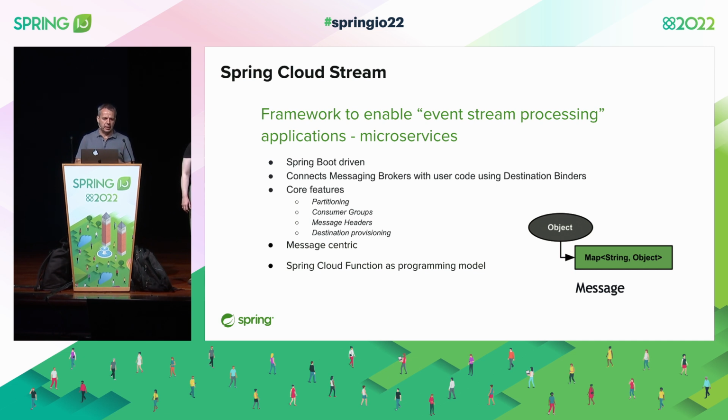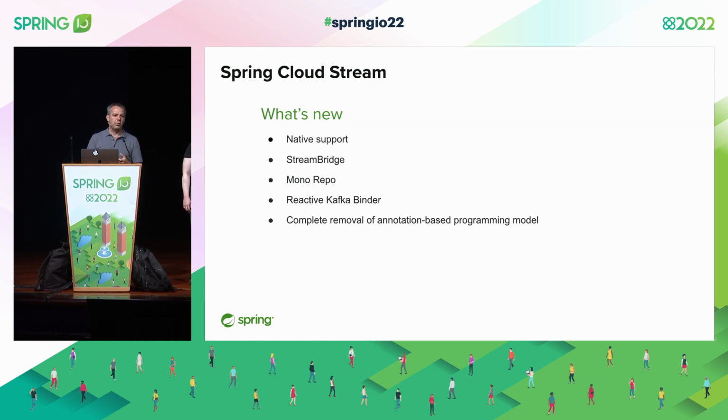We provide binders, the concept that allows this function to be connected to a variety of different message brokers: Kafka, Rabbit, Kinesis, Solace, MQTT. There are 3 binders that we support, and there is a bunch of community binders that are supported by the community themselves. Some of the core features are partitioning, consumer groups, message headers. It's, again, message-centric, so again, there's just our love for messages. And as I already mentioned, Spring Cloud Function is the programming model.